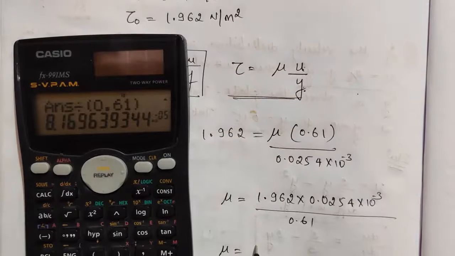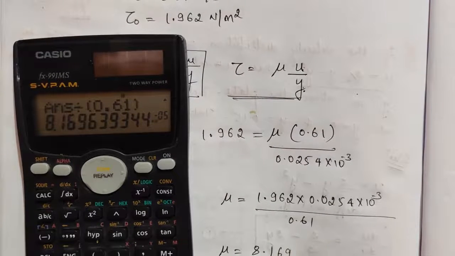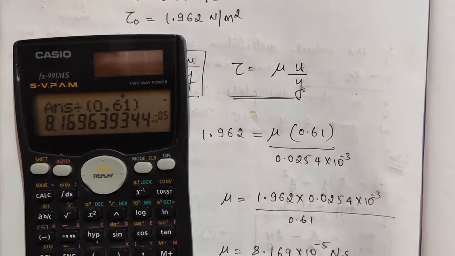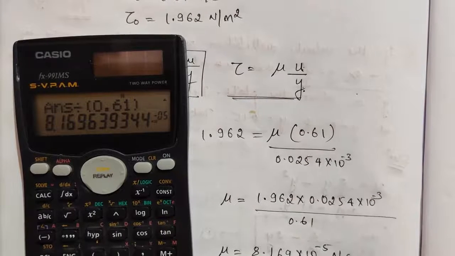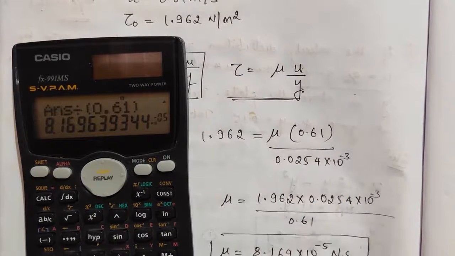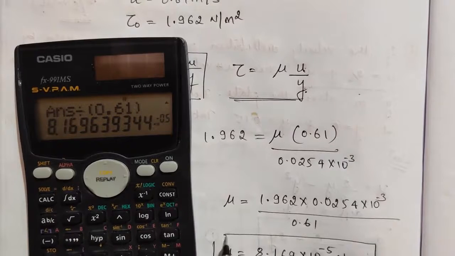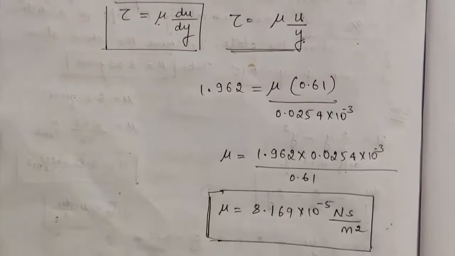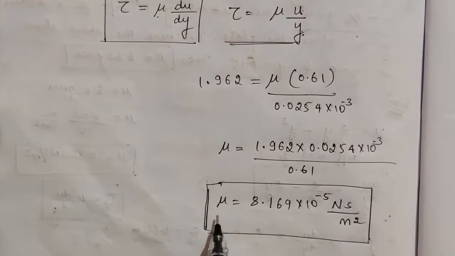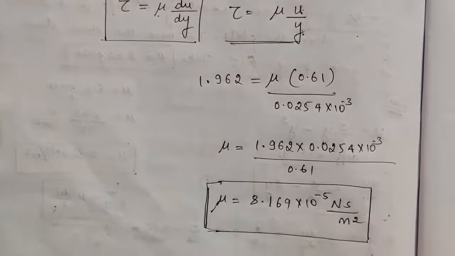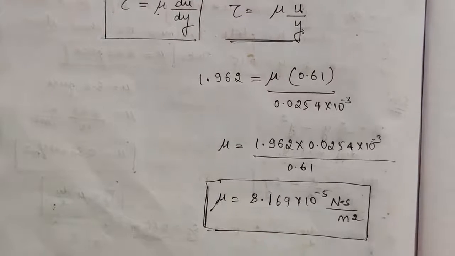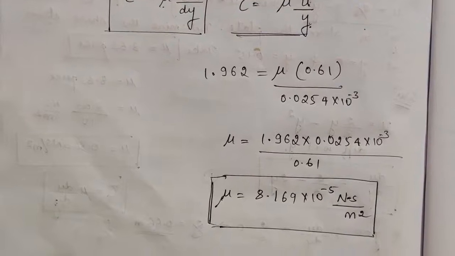Once I simplify that, it is nothing but 8.169 into 10 power minus 5. What is the unit? Newton second per meter square. You can convert it into poise and also write the answer in poise. Okay, for this question, the solution is that mu is equal to 8.169 into 10 power minus 5 Newton second per meter square.